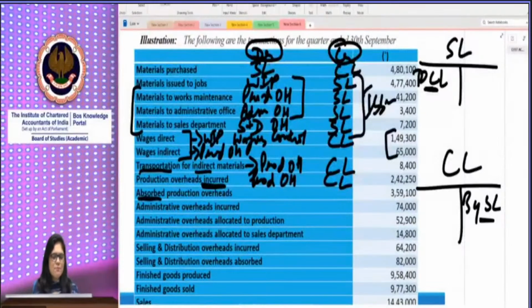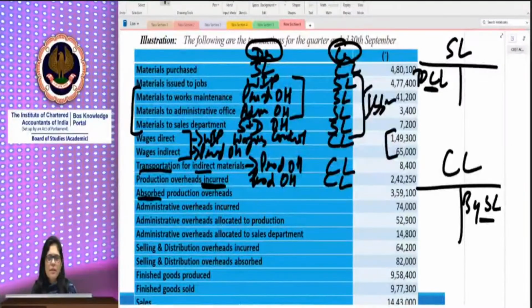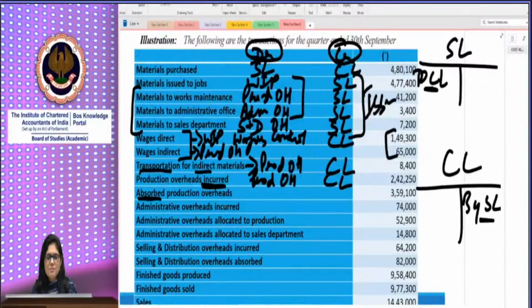Yes, production overheads absorbed to which control account? Okay, I got one answer. Is this correct? I want more answers. I will not continue otherwise. Production overheads absorbed: whether factory, works or manufacturing, they should be absorbed to which control account? It's an internal transfer. Where should it go? We have incurred production overheads, but how much is absorbed? Out of incurred 242, absorbed are 359. See, they are over absorbed.